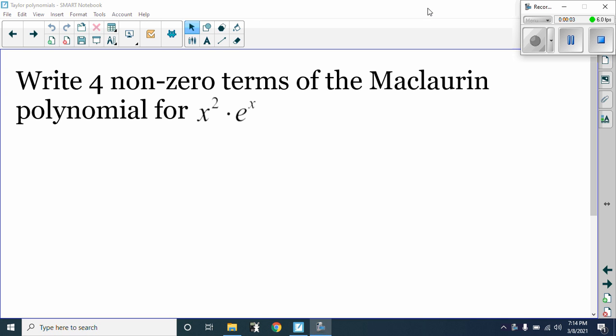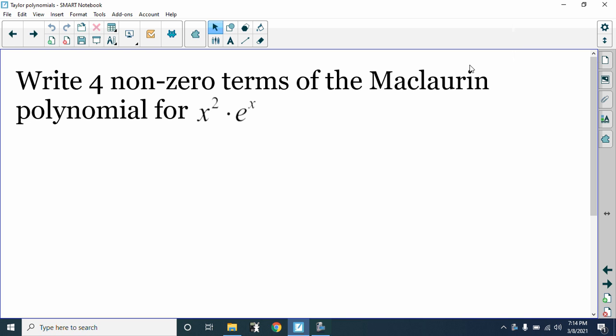This is part 2 of the notes on Taylor and Maclaurin polynomials. Last time we covered the basics on how to form a Taylor polynomial. Today we're going to do a couple other things with Taylor polynomials, as well as start taking a look at some AP problems. This one asks us to write the first 4 non-zero terms of the Maclaurin polynomial for x squared times e to the x.